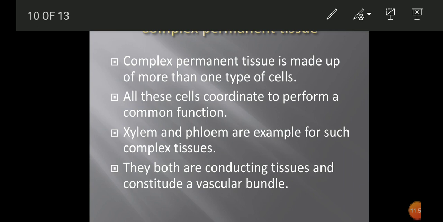Complex permanent tissue is made up of more than one type of cell. In a simple permanent tissue, we have seen the structures are very simple and the cells are mostly similar. But the complex tissue is made up of more than one type of cell. All these cells coordinate to perform a common function, right? A good example for complex permanent tissue is xylem and phloem. They both are conducting tissues and constitute a vascular bundle.